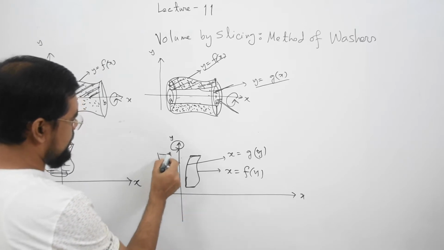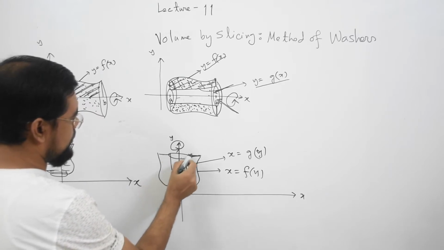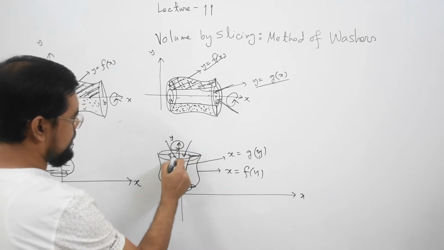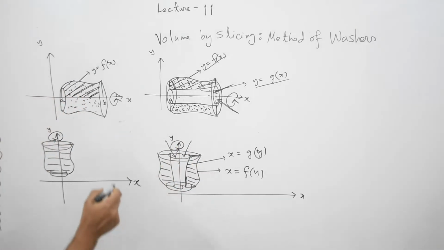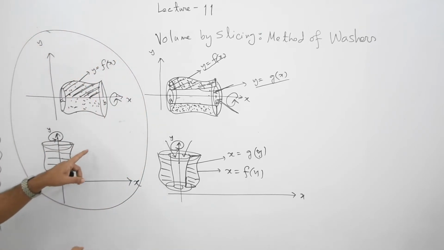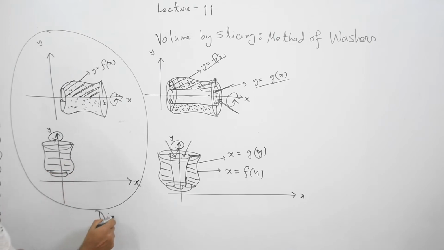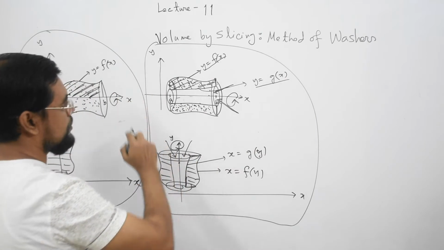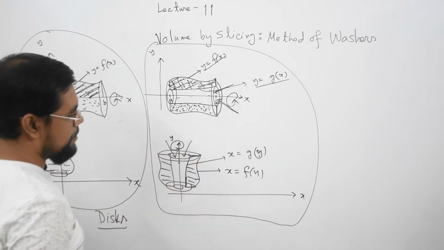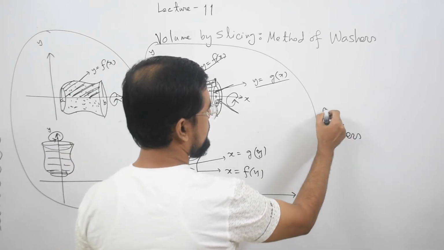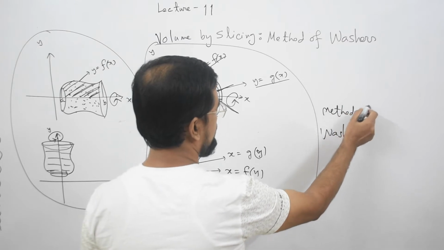then you will get a solid material like this with an empty interior. This part is empty. So in order to calculate the volume of these types of solid material without empty interior, we will use the method of disks. And in order to calculate the volume of these types of solid material with empty interior, we will use the method of washers.